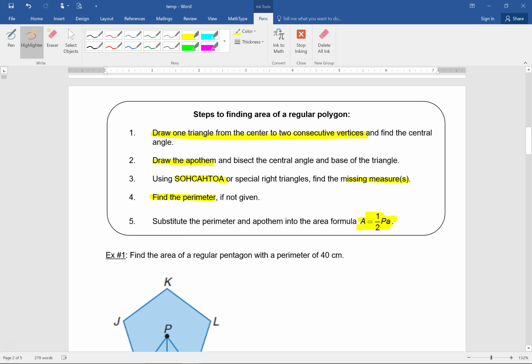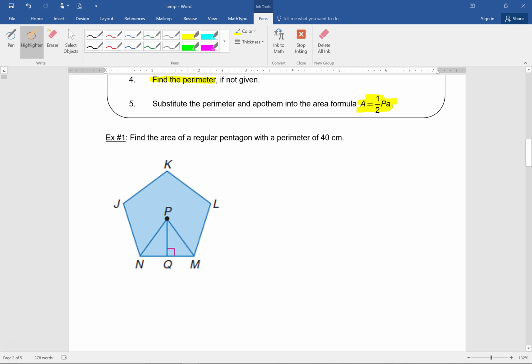All right, so let's do one. I love this stuff. We have a regular pentagon with a perimeter of 40 meters. Just like it says for the first one, draw one triangle from the center to consecutive vertices here. See? Consecutive vertices. All you have to do is draw one triangle. I like to do it at the bottom because it's right side up. You can be masochistic and draw it any other way, whatever you like.